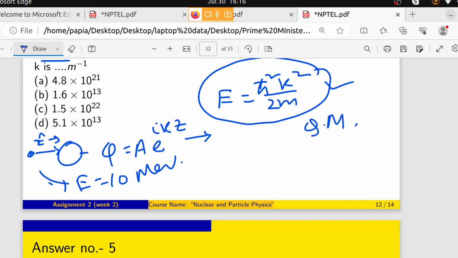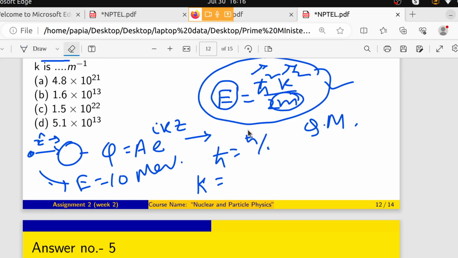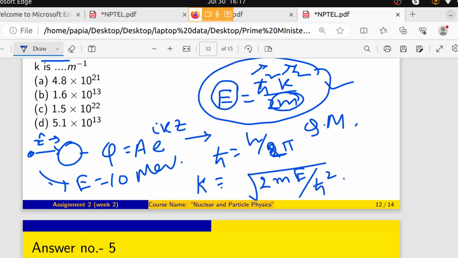So they are asking about the k value, and we know the m value for the electron, and we know the value of E. And obviously we know the value of h bar also. h bar is nothing but h by 2 pi. So if I put these values, then we can get the k value. k will be the square root of 2mE divided by h bar square.